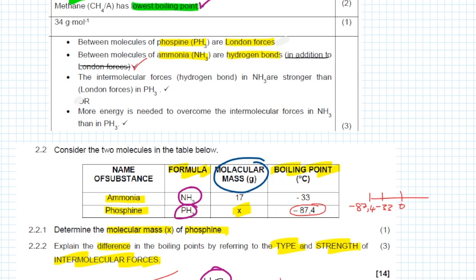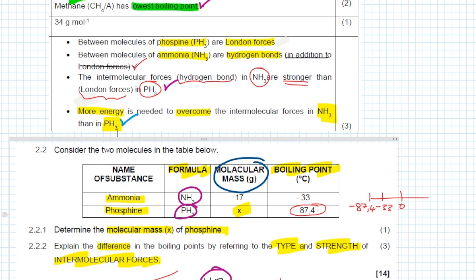Then I would award 1 mark for stating that hydrogen bonds in ammonia are stronger than London forces in phosphine. That is going to get you your 2nd mark. I'm going to give the last mark for stating, therefore, more energy is needed to overcome the intermolecular forces in ammonia than in phosphine, and that is going to be your 3rd mark. Okay, so that is your 3 marks.